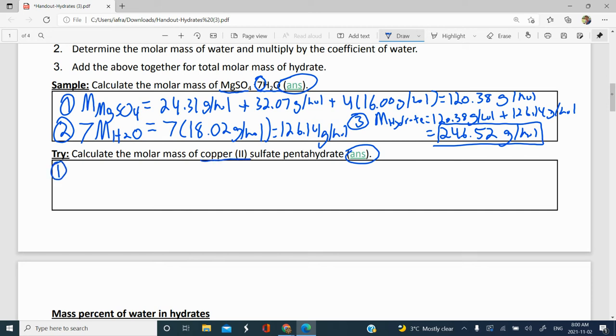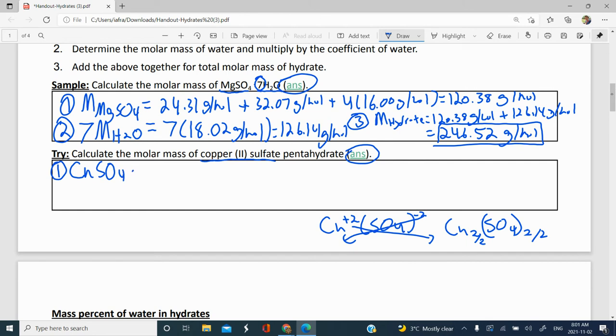First, I have to find out what copper 2 sulfate is, and if you do your crisscross, just to show you over here, we have copper plus 2, sulfate minus 2. Crisscross or charge balancing both work. You crisscross it, you get Cu2(SO4)2, and you reduce by dividing by 2. And so we get CuSO4, and then a dot. It's a pentahydrate, so 5H2O. So now that we have our formula, the next steps are essentially the same.